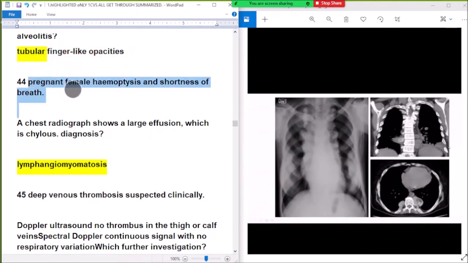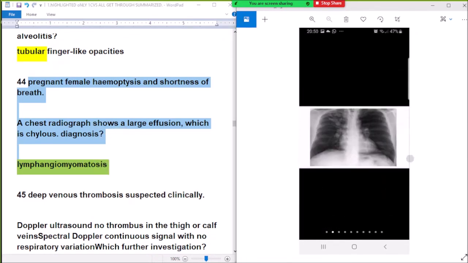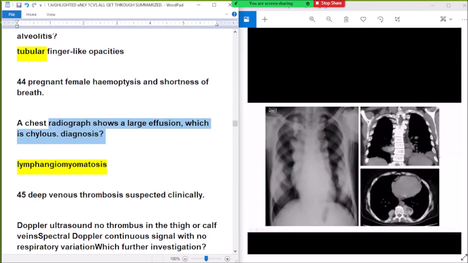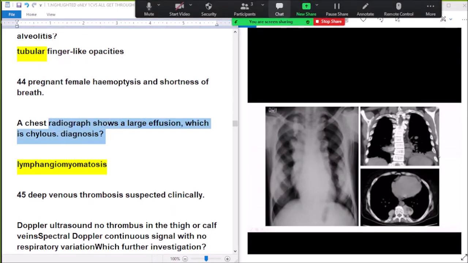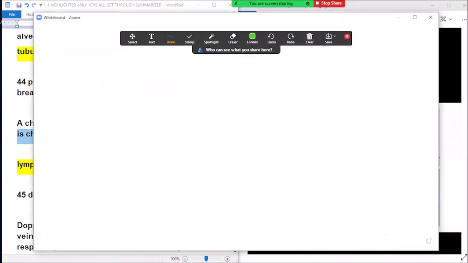Question 44. A 44-year-old pregnant female has hemoptysis and shortness of breath. Chest radiograph shows a large effusion which is chylous, diagnosis lymphangioleiomyomatosis. Remember that lymphangioleiomyomatosis is common in females and non-smokers, and Langerhans cell histiocytosis is common in males and smokers.